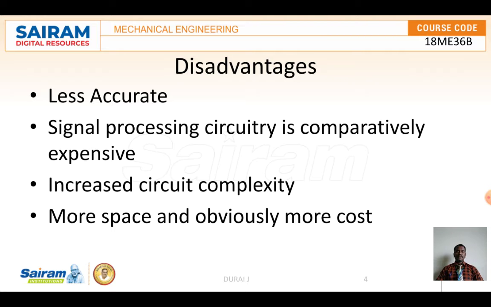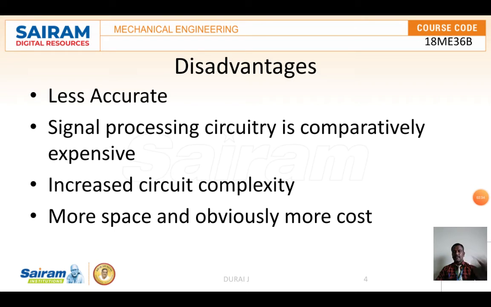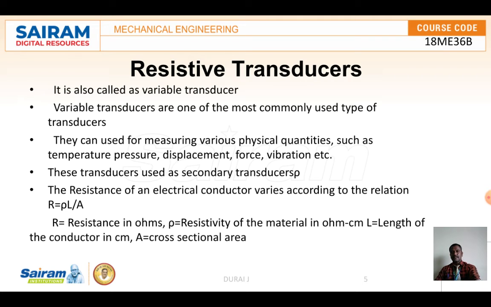the cost of the machine will be more compared to other things, and there is increased circuit complexity. Normally the circuit will be complex. Next, it requires more space, and as we already discussed, the circuitry cost will be more, so automatically the component cost will also be more. So these are all the disadvantages.